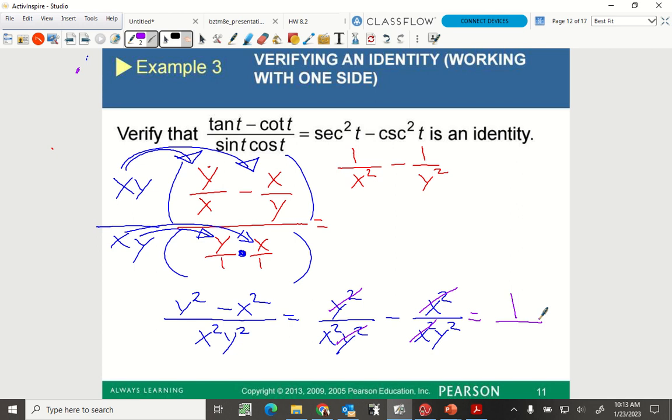I decided to restart. So yes, it is going to be x squared. Give it a second, come back on. There we go. All right. X squared minus 1 over y squared.